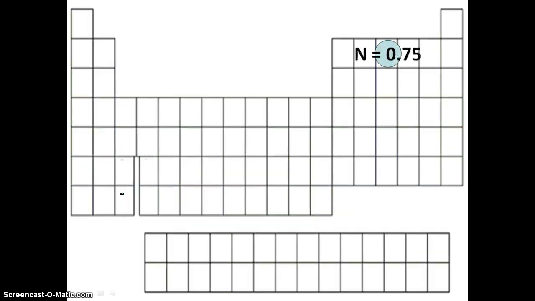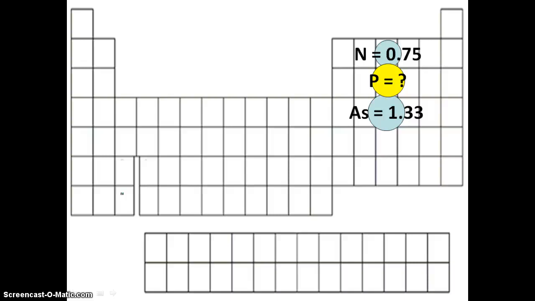So if nitrogen approximately had an atomic radius of 0.75, and arsenic had a radius of 1.33, what do we know about phosphorus and its radius? How does it compare to these two?